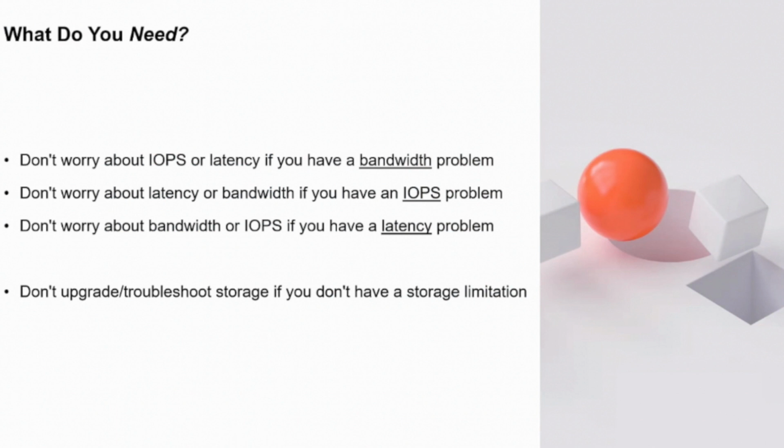So there's three basic types of performance when you're talking about really any application, but especially a database: IOPS, latency, and bandwidth. And odds are one of them is a limitation. So if you're trying to upgrade storage, don't worry about the IOPS or the latency if what you have is a bandwidth problem. If the problem is IOPS, don't worry about latency or bandwidth. And likewise, if what you have is a latency problem, don't worry about bandwidth or IOPS. Find what you need to do. And most importantly, don't upgrade or troubleshoot storage if you don't have a storage limitation.